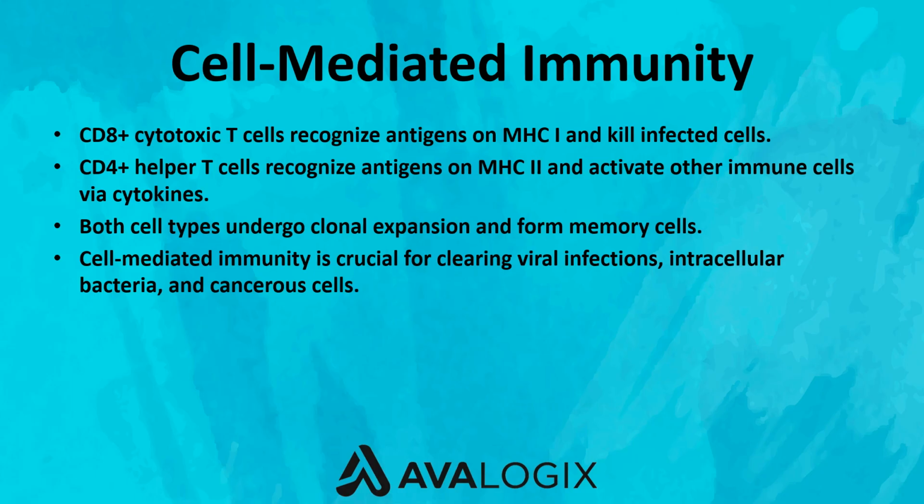There are even different subsets of CD4 plus cells, each suited for different types of threats. Th1 cells help fight viruses and intracellular bacteria. Th2 cells promote antibody production against parasites and allergens. Th17 cells recruit neutrophils to fight extracellular bacteria and fungi. And T-regulatory, or Treg, cells suppress immune responses to prevent autoimmunity and excessive inflammation.